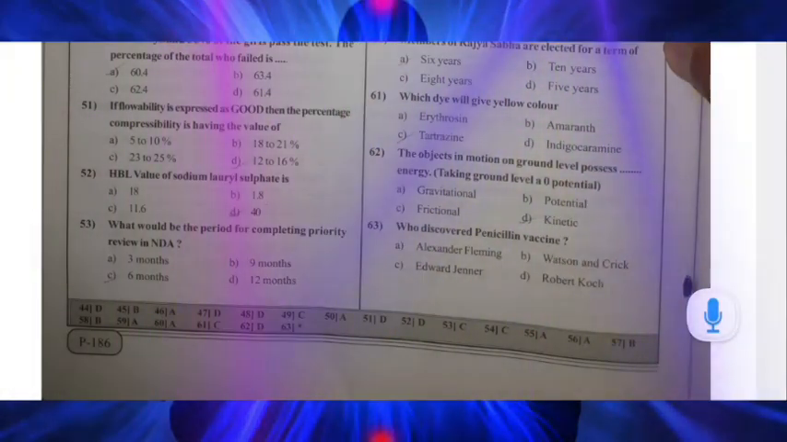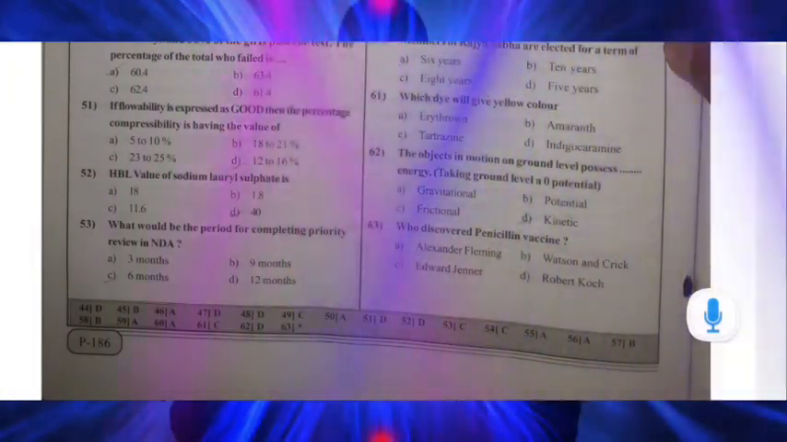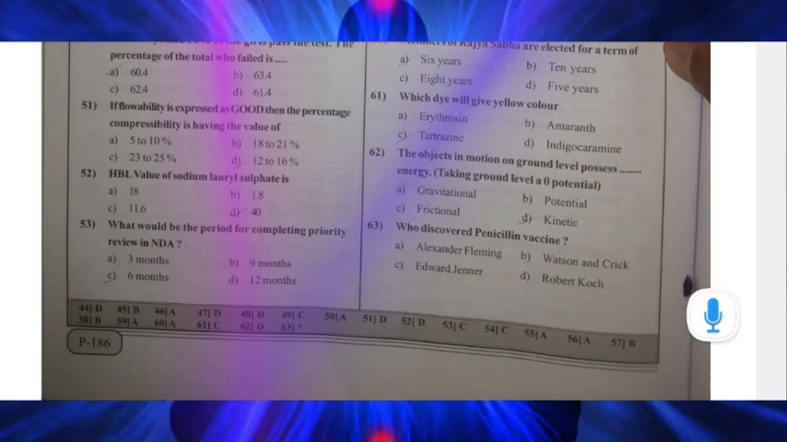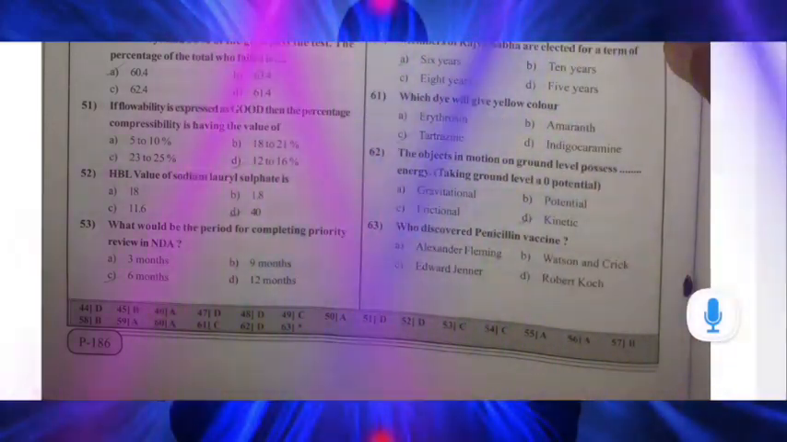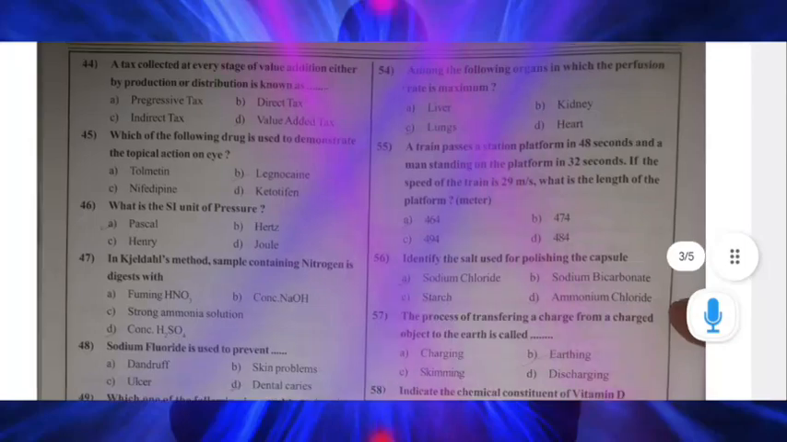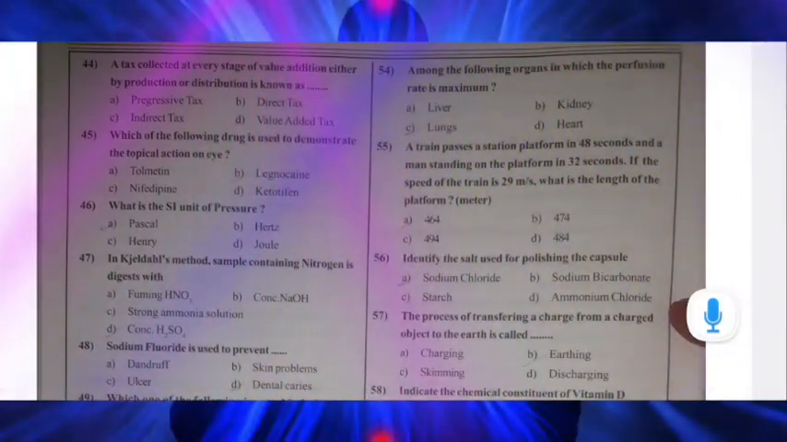If flowability is expressed as good, then the percentage compressibility has the value of 12 to 16%. HLB value of sodium lauryl sulfate is 40. What would be the period for completing priority review in NDA? 6 months.